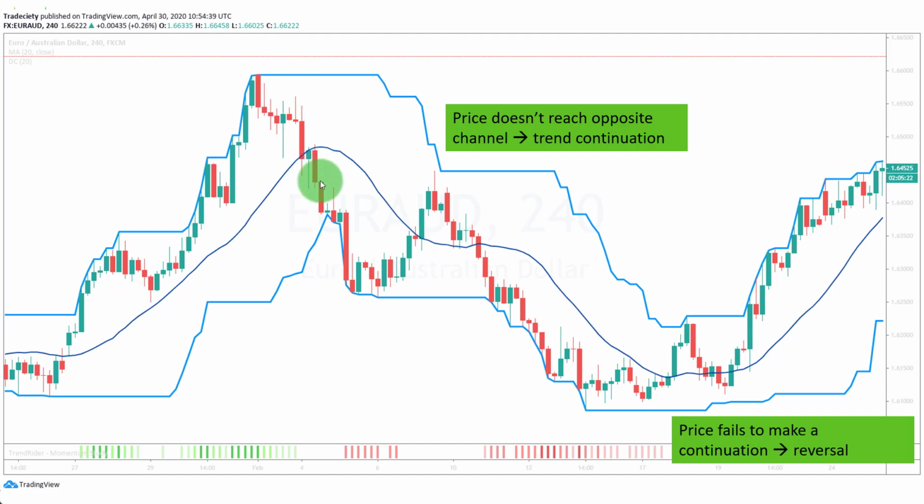And if you see those two things happening, it's often a good indication that the trend is likely to be over. And you can see the market then pushed into a new low. Here we have the breakout of the moving average again. The price did not reach the opposite side of the Donchian channel, which is an important tell because shortly after, the market pushed into a new low and continued the downtrend.